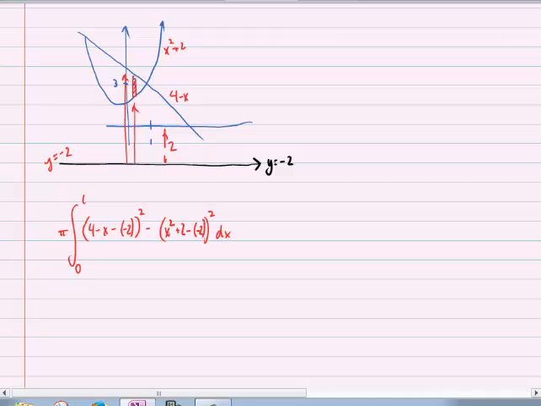Now the reason why we're subtracting is whenever we want to find the distance between two objects, we always subtract their locations. So that's why we're doing that subtraction. And now I'm going to pause it, and I want you to simplify, FOIL, and integrate, and let's see if you can get the answer correct.